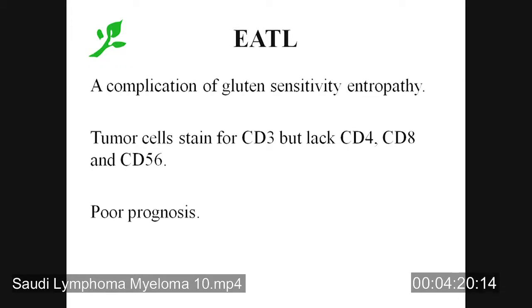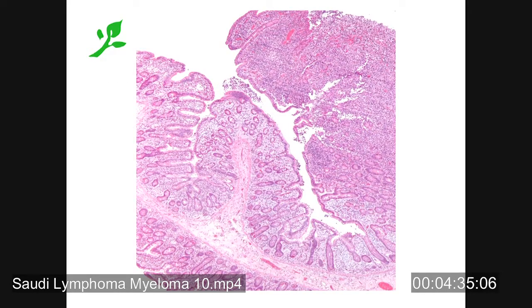So, regarding EATL, as I said, it's associated with celiac disease, and it shows CD4 and CD8 positivity, also CD56. Usually, the tumor cells infiltrate the intestine, causing ulceration and destruction of the glands, as we can see on the right side in this picture.